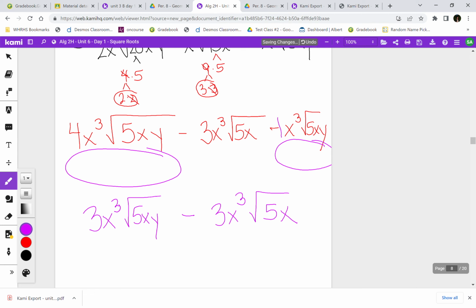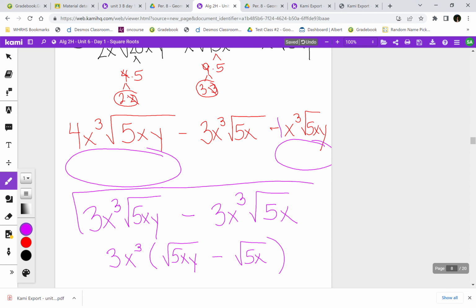I think, Simon, what you were doing, you were pulling out a GCF from there. Yeah, and then if you took a 3x cubed, then you can have root 5xy minus root 5x. Like that. You don't have to. So I would have left it like this personally. I'm not asking you to factor, right? I'm just asking you to simplify the radical.